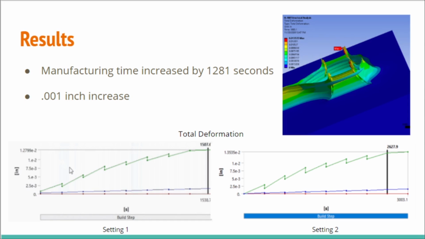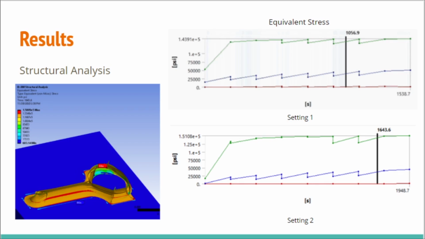After simulation, the manufacturing time increased by 1281 seconds, or slightly over 21 minutes, from setting 1 to setting 2. As seen on the image, the max deformation occurs at the rectangular corner, forming an upward deflection. The study also shows a 0.001 inch increase. For the structural analysis, we found the max stress was almost 144,000 psi for setting 1, and slightly over 151,000 psi for setting 2.